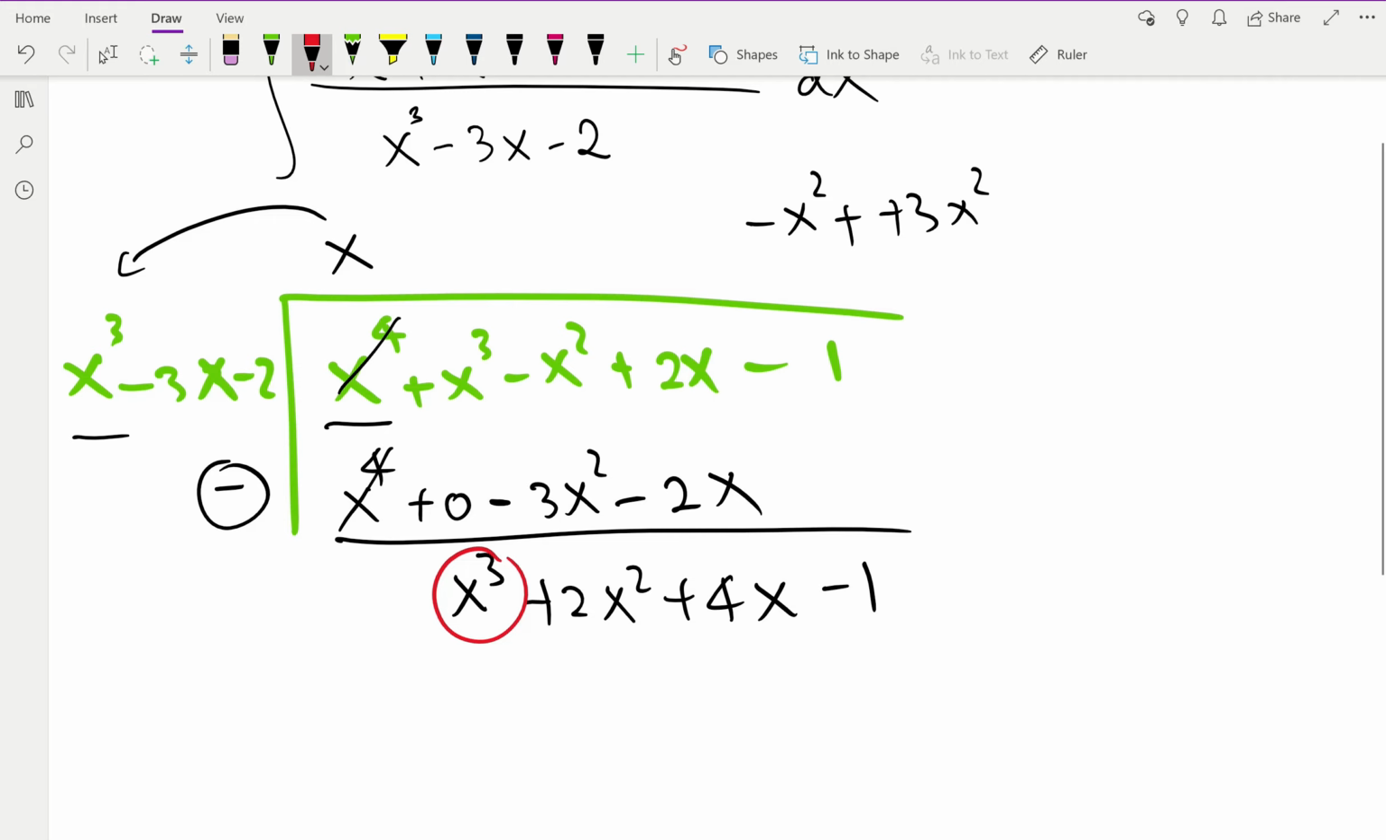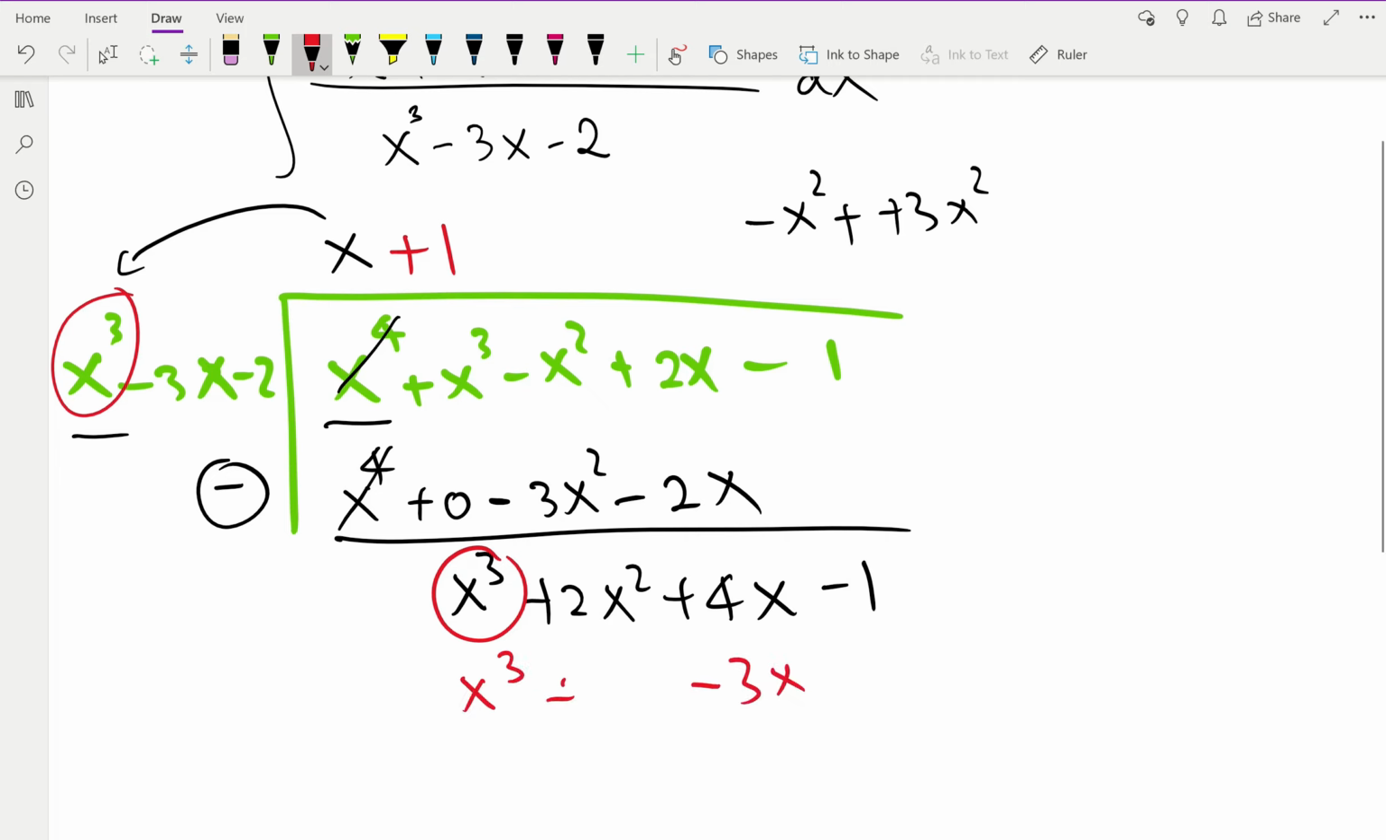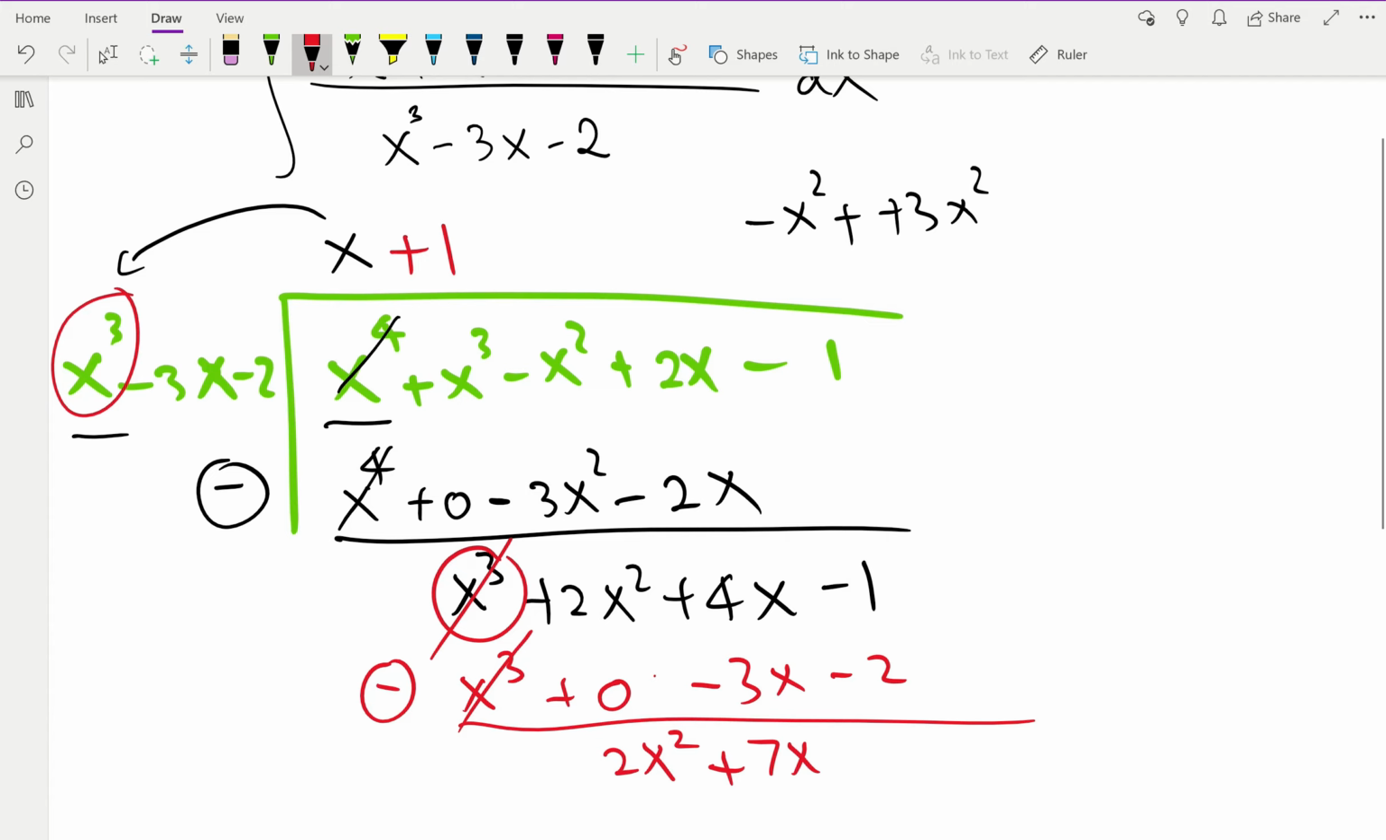Now let's compare x cubed and x cubed. To get x cubed from x cubed, you have to multiply by 1. So 1 times x cubed is x cubed, 1 times negative 3x is negative 3x, and there's no x squared term. And 1 times negative 2 is negative 2. Now you subtract. These two cancel out. 2x squared, and 4x minus negative 3x is plus 7x. And then negative 1 minus negative 2 is plus 1. Perfect. So now we have a second degree polynomial here and a third degree polynomial here. So the divisor is larger than the remainder, so we stop here.